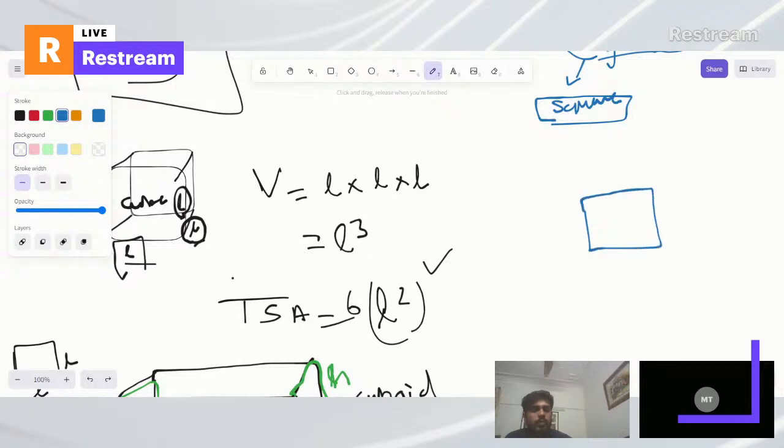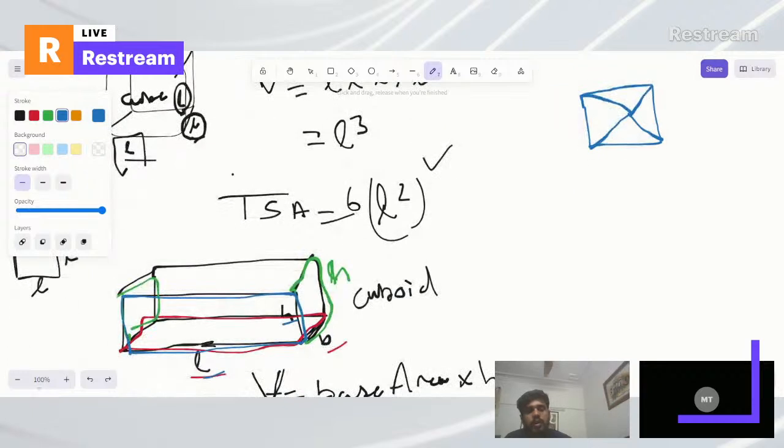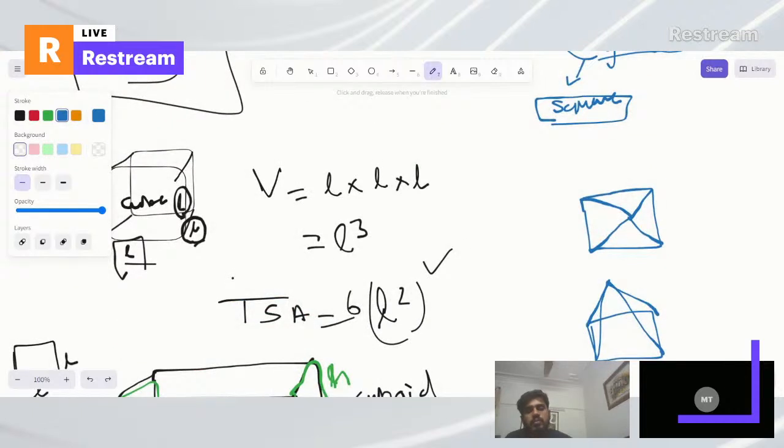This one. It has a base of a square, and if I draw a top view of it, it's going to look something like this. But if I draw it vertically, it's going to look something like this. So this is a square base pyramid. The pyramid which has a base of a square is called a square base pyramid.